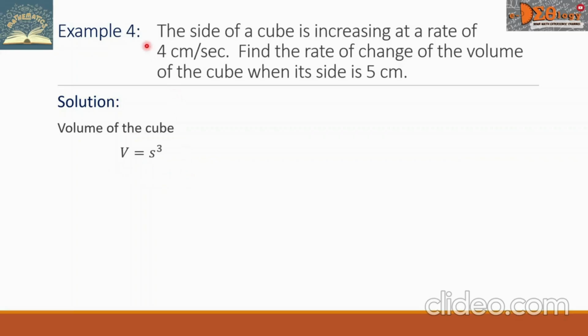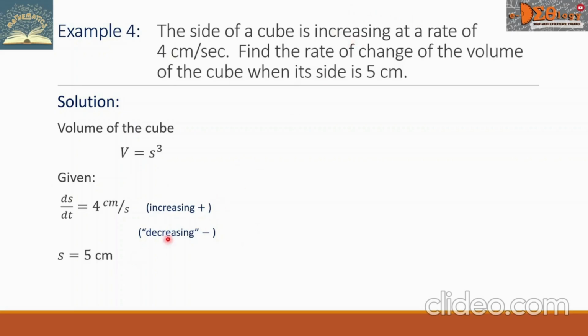Look at the first sentence. The side of a cube is increasing at a rate given. This is about the ds over dt. And the value is 4 centimeters per second. Note that there is a word increasing here. So we write a positive value for 4. But in some problems, you might find the word decreasing. If that happens, the 4 here will be negative. So we keep the positive because of this word increasing here.